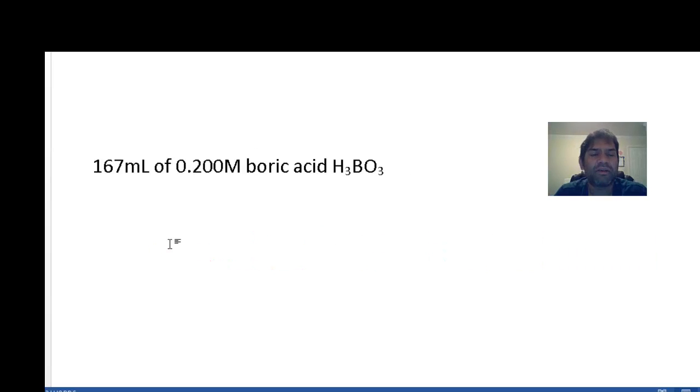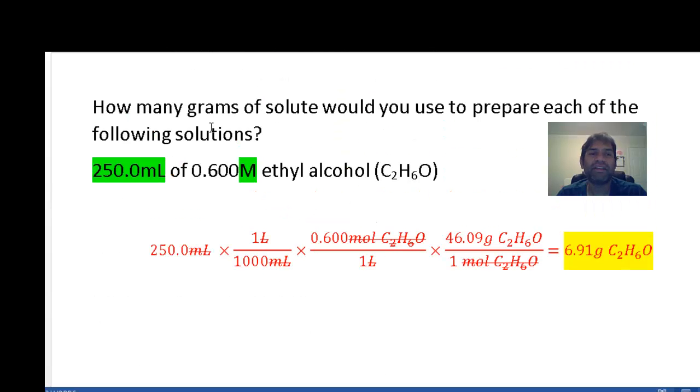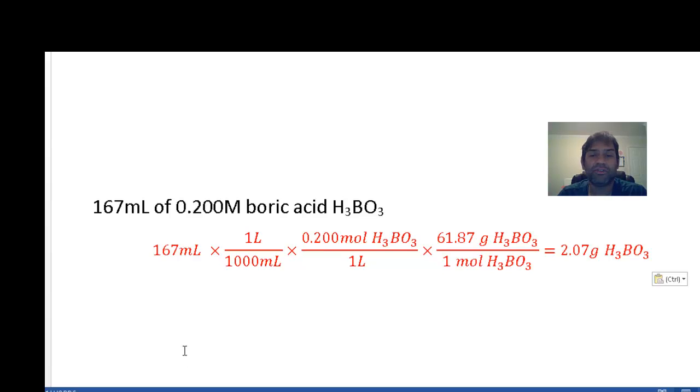How about this problem here? We have a bottle of boric acid, and the label on the bottle tells us it's 0.200 molar, which is moles per liter. We're going to take 167 milliliters out of that bottle, and the question is asking us how many grams of solute are in there. What's the pathway to get to the answer in grams? Remember, the question is asking us to solve this in grams.